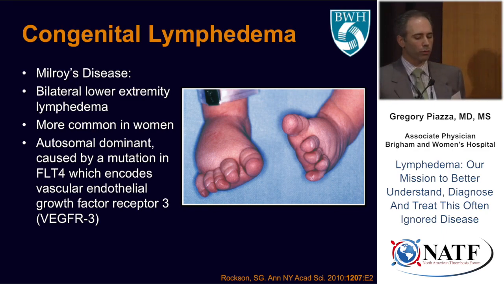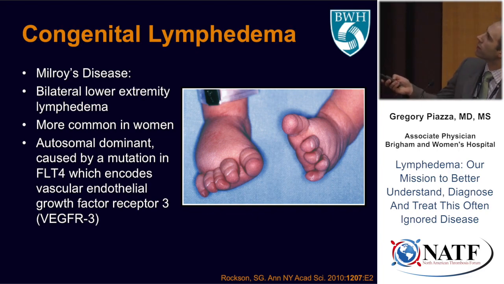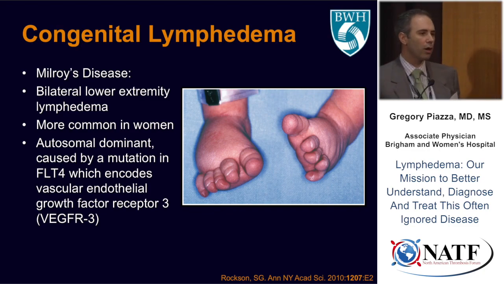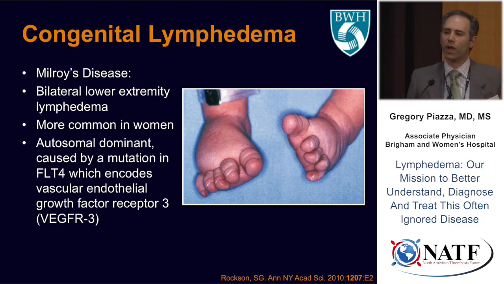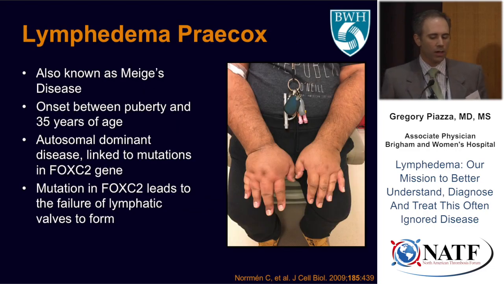Here we can see congenital lymphedema. This is called Milroy's disease. These patients are born with lymphedema. You can see here the swelling of the toes and the top of the foot. It usually affects both lower extremities. It's more common in women. And very interestingly, it's due to a mutation in a gene called FLT4, which is very important for something called vascular endothelial growth factor receptor. And I'm going to show you about why that matters in a second.